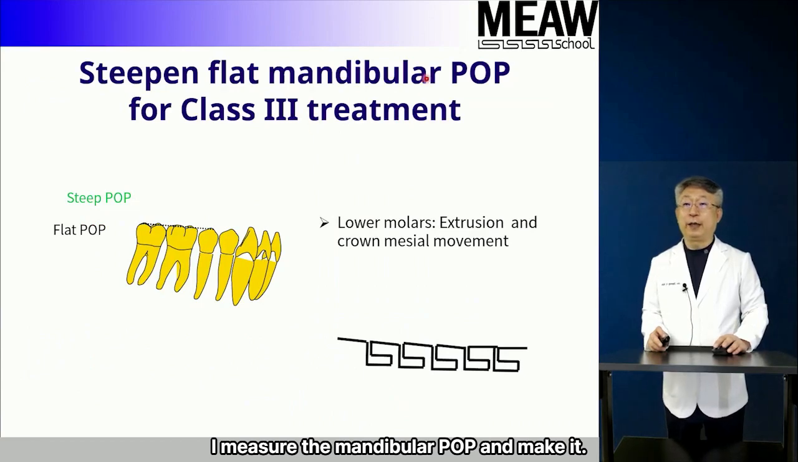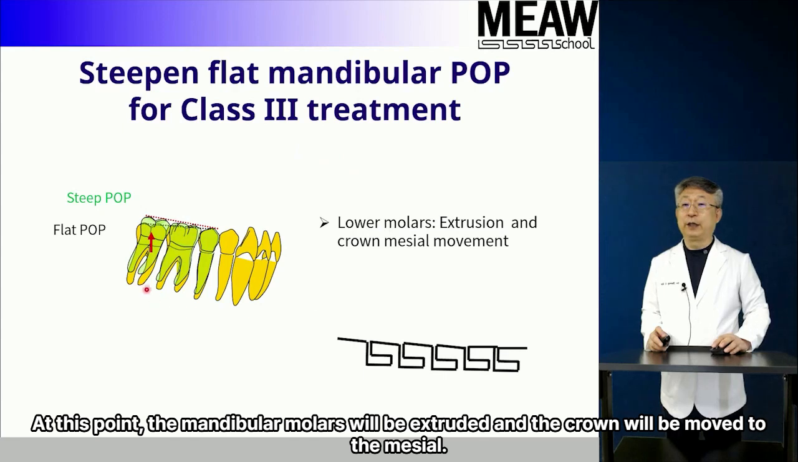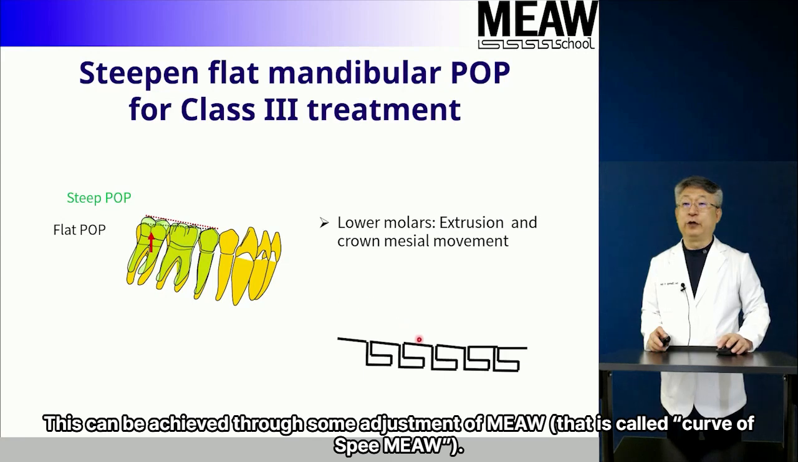I measure the mandibular POP and make it. At this point, the mandibular molars will be extruded and the crown will be moved to the mesial. This can be achieved through some adjustment of MEIW, that is called curve of MEIW.